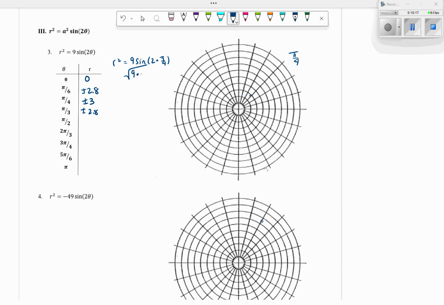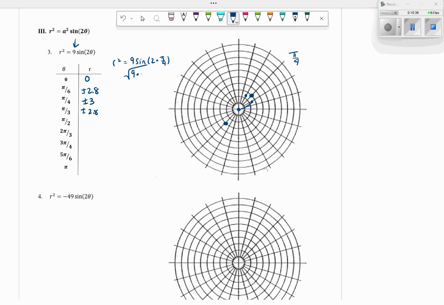So this one's different because this one goes out here to pi over 4, and that's going to be 1, 2, 3. So notice that was the a value. The square root of that is 3. So then on the other side, 1, 2, 3 goes this direction. It's going to go back into the pole. Then at pi over 6, we had about 2.8. So it would hit here and here.